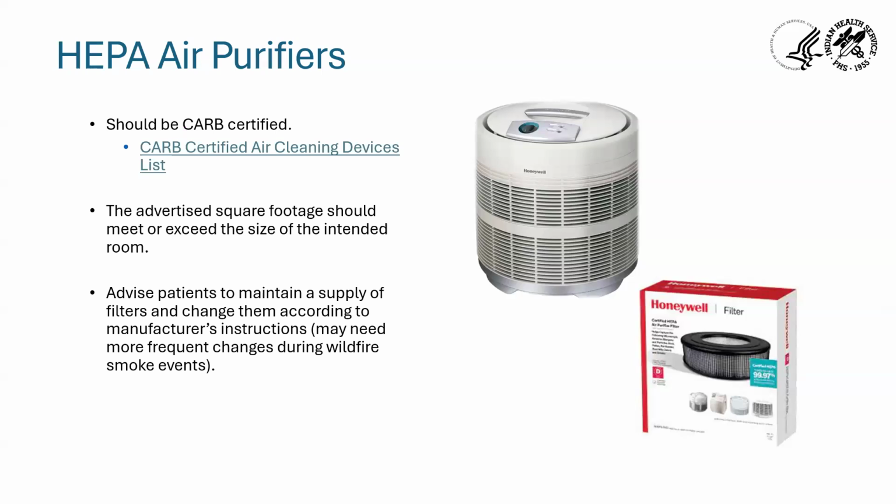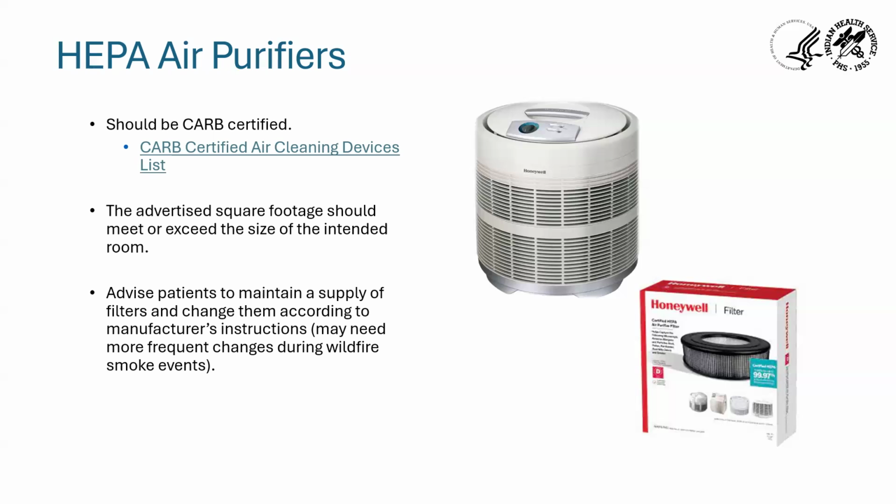Next up, I'm going to talk about HEPA air purifiers. You always want to make sure that they are CARB certified. That's the California Air Resources Board certification. It ensures that the HEPA air purifier meets electrical safety standards and also ozone emission standards. Some are called ozone generators. They're not recommended because ozone, as we saw, can cause headaches, dizziness, things like that. So it's good to get a CARB certified device so you're not exposed to unnecessary ozone.